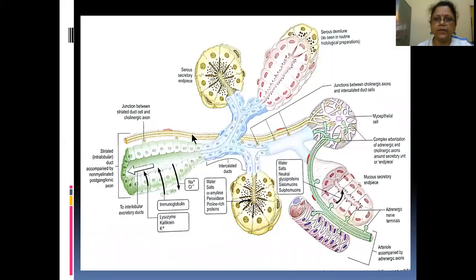Understood? So this is a beautiful picture from Gray's Anatomy. You can see these are the serous secretory entities or the acini. You can see the cells, and here some myoepithelial cells, and here you are seeing how the myoepithelial cells encircle the acini. Myoepithelial cells are small muscle fibers. They will help in secretion. I'll discuss in detail. Then this serous demilune as seen in the routine histological sections.